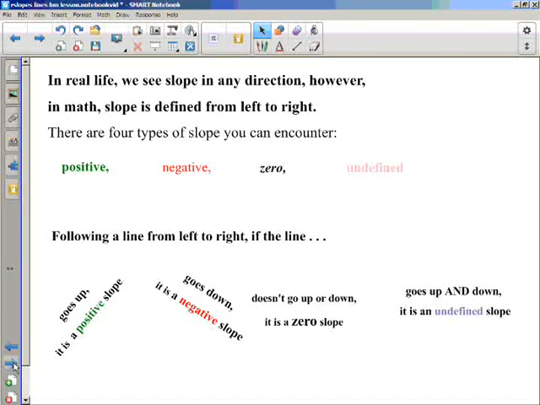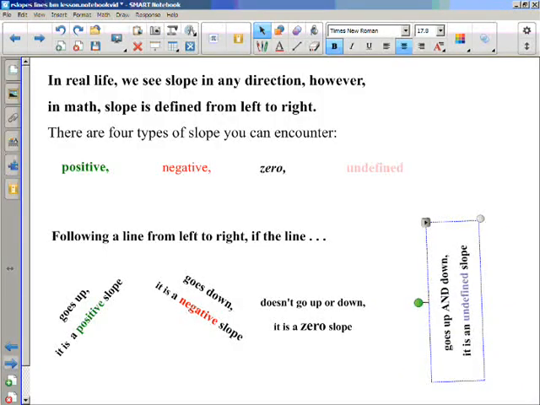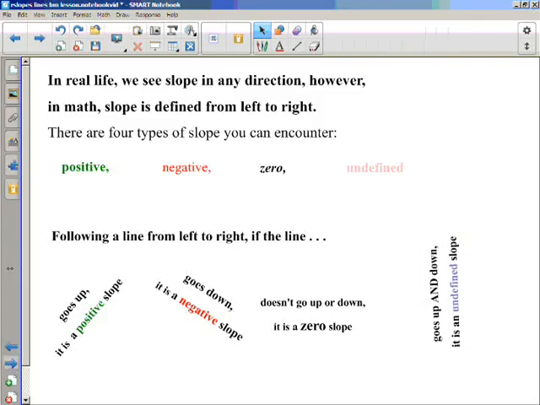Likewise, if it doesn't go up or down, we would call that a slope of 0. And then finally, if it goes up and down from left to right, we would say it's undefined. It goes vertical. All right.